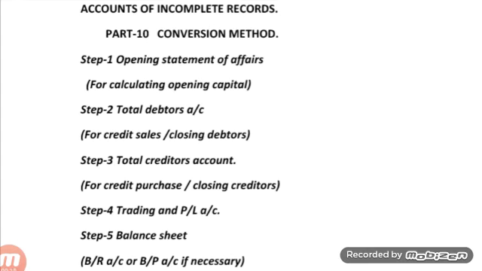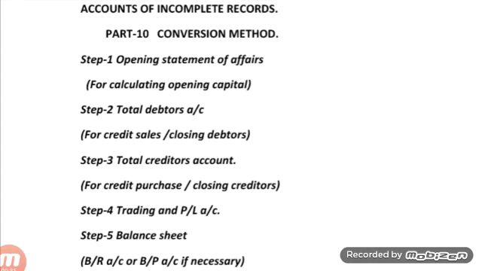We have already seen that there are two methods to calculate profit under accounts of incomplete records. The first method is the statement of affairs method and the second method is the conversion method. You have already learned the statement of affairs method. Now we are going to discuss the conversion method.